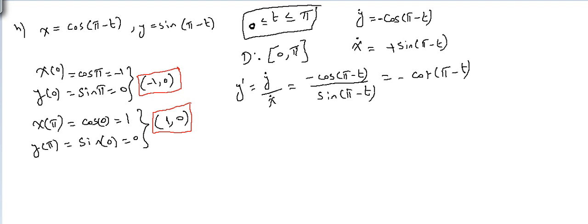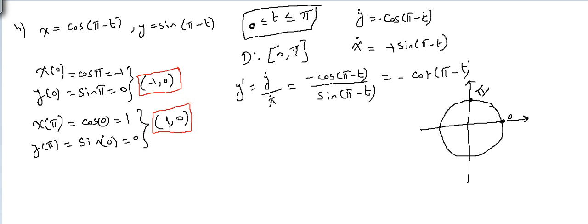Now, here is very nice, and it's simpler than the previous exercise, because we just have two places to worry about. My domain is not from 0 to 2 pi. It's not a full revolution, it's a half revolution, so it's from 0 to pi only. From 0 to pi by 2, all are positive. From pi by 2 to pi, only sine is positive, and the other trigonometric functions are negative. This means y prime, which is minus cotangent of pi minus t. This is the derivative, right?